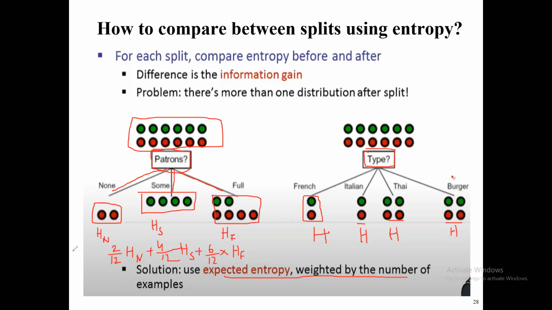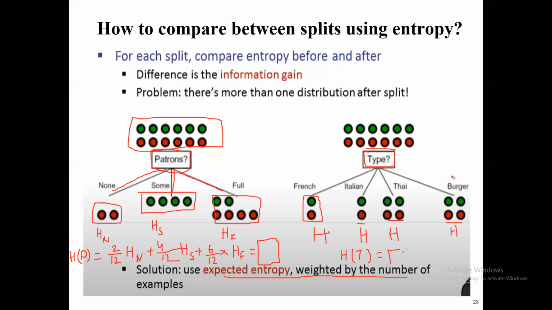And this will actually be the entropy of patrons: the expected entropy weighted by the number of examples. So we'll get a single value here, right? And similarly, for type, the expected entropy of type will give us a single value here, right?